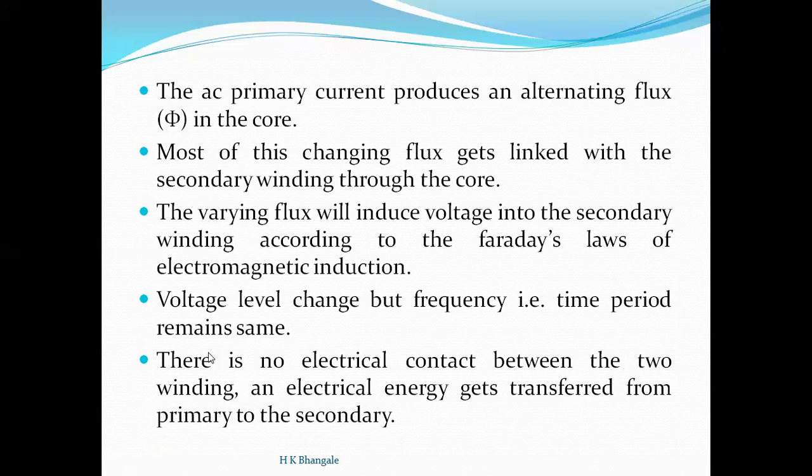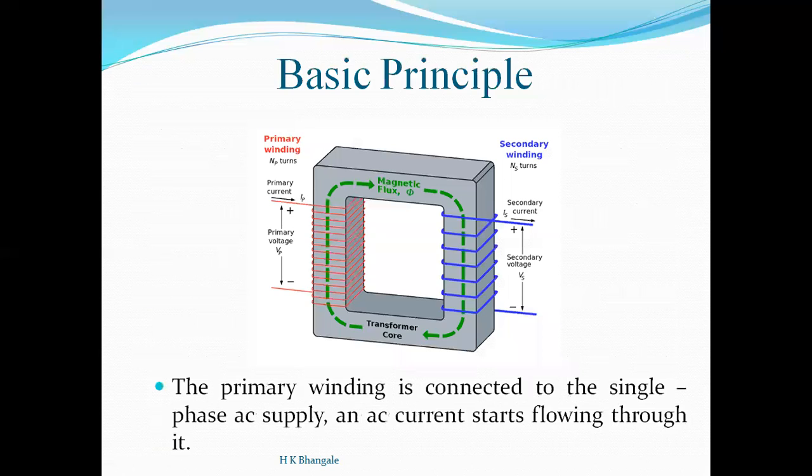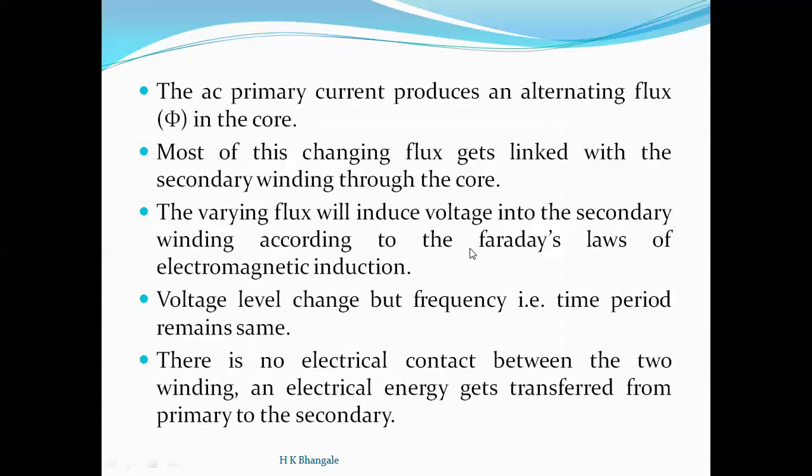So there is no electrical contact between the two windings, and electrical energy gets transferred from the primary to the secondary. Both the windings are electrically isolated. There is no physical contact between the primary winding and the secondary winding. Only the flux linkage with each other is there, and due to that changing flux linkage with the secondary, EMF is induced in the secondary winding.